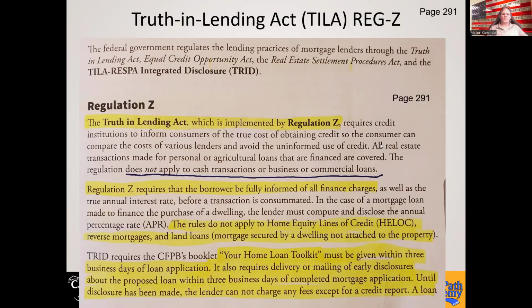Let's not skip this statement all the way here at the top, since we're now in chapter 15. The federal government regulates lending practices of mortgage lenders through the Truth in Lending Act, which is implemented by Regulation Z, the Equal Credit Opportunity Act, the Real Estate Settlement Procedures Act, and the TILA RESPA Integrated Disclosure, also known as TRID. Remember, I told you the CFPB, the Consumer Financial Protection Bureau, created, they took some old documents that HUD already had and they merged them. Some they gave new names to. Well, here's one that they merged a couple documents and then they merged them.